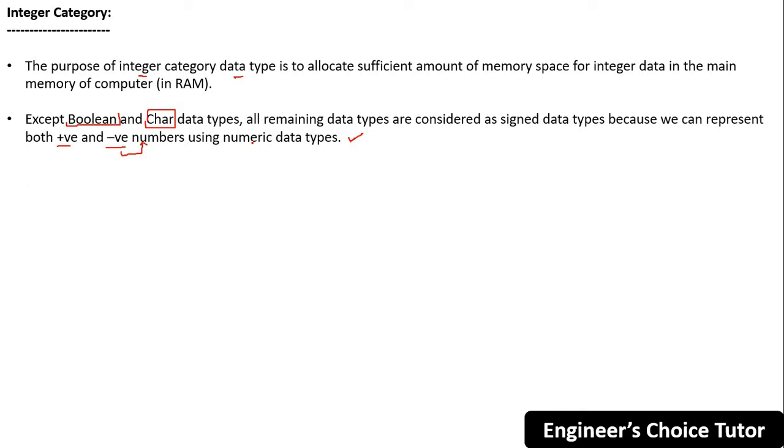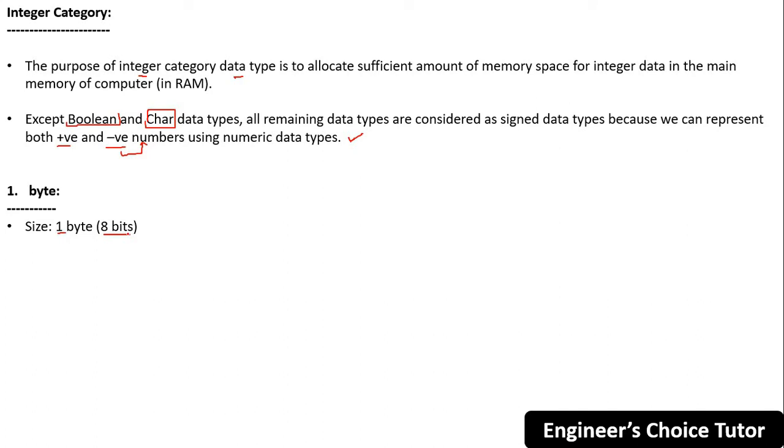Now let's move ahead. We will cover first what? Byte. Let's cover the byte first. This byte data type has the size of 1 byte, means 8 bits. What is the size of this? 8 bits, means 1 byte.